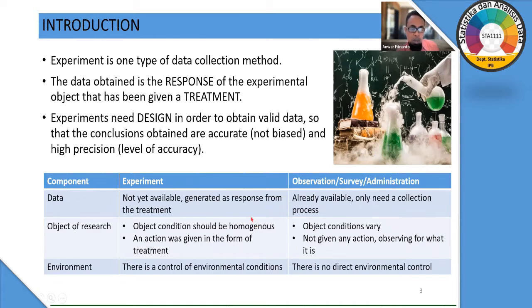Then the next one is that an action is given in the form of a treatment. In an experiment, you need to apply something to the experimental object. We call that a treatment. But in a survey, in social sciences, usually we don't do any treatment on the experimental object, in general, not all. Usually we just observe or catch the information available.